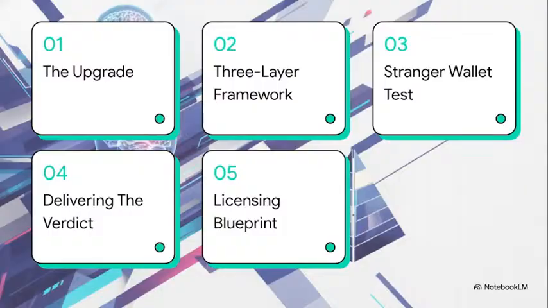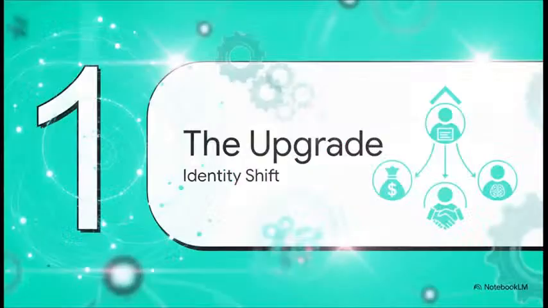Here's our roadmap for today's masterclass. We'll be hitting 5 key areas. First, the diagnostician upgrade. Second, the 3-layer framework. Third, the stranger wallet test. Fourth, delivering the verdict. And fifth, the licensing blueprint. Let's kick things off with Section 1, the diagnostician upgrade.